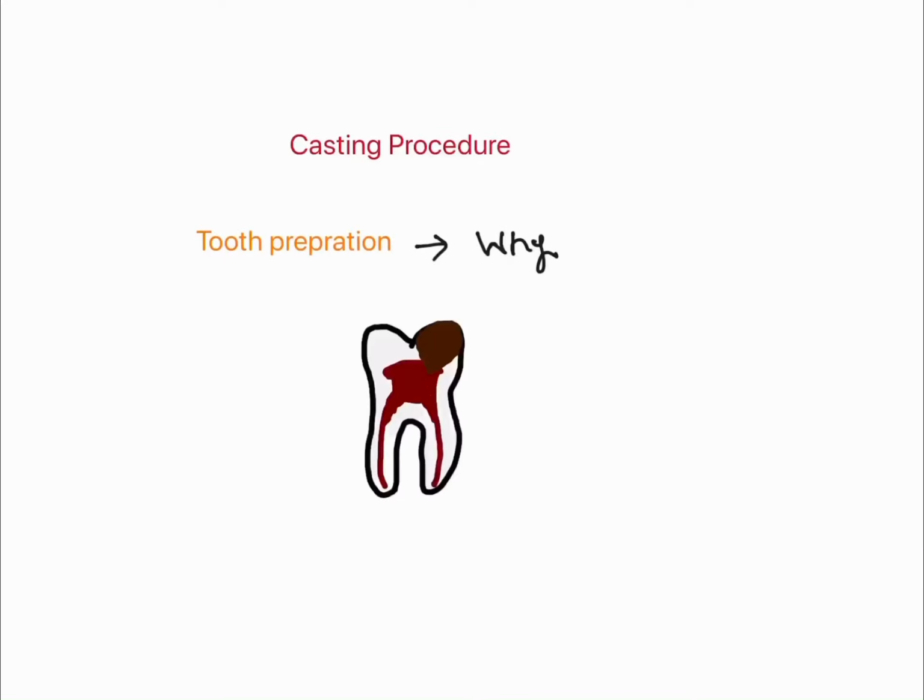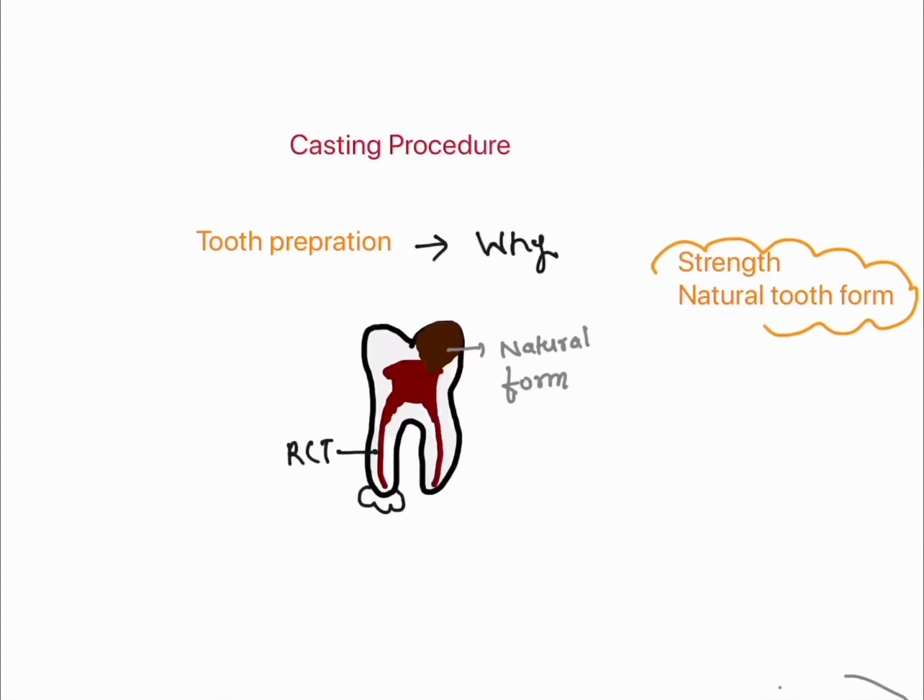So whenever there is a carious tooth, it loses its natural form, and because of the presence of infection, we need to go for root canal treatment. So the tooth loses its strength after root canal treatment, and because of caries, it loses its natural tooth form. So we need to give a crown to the tooth to restore the natural tooth form and maintain its strength.